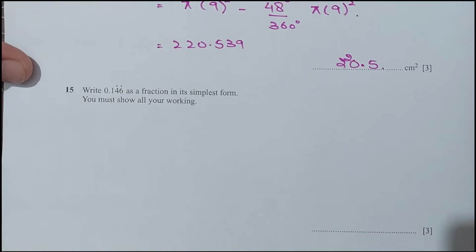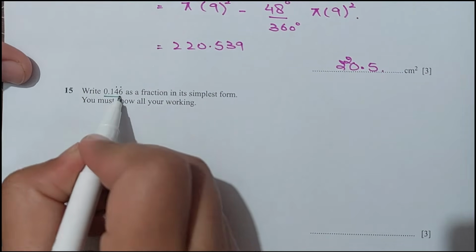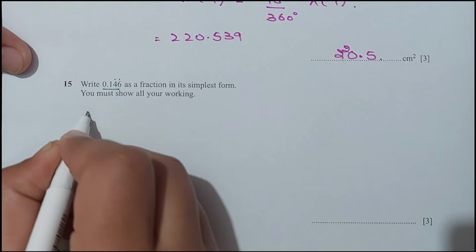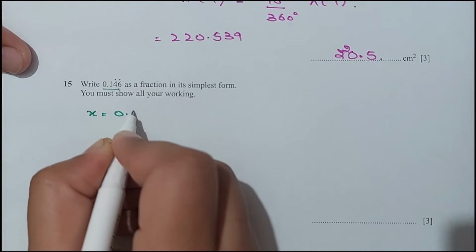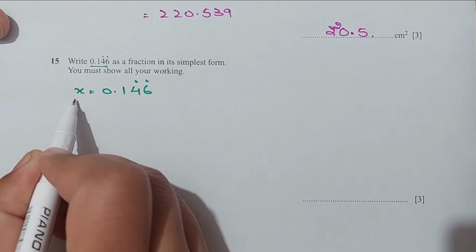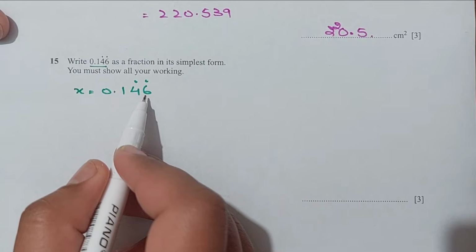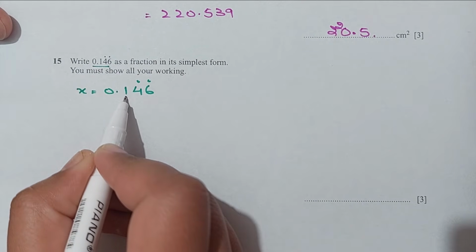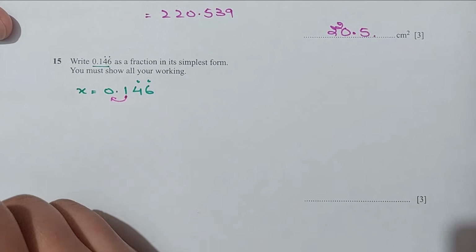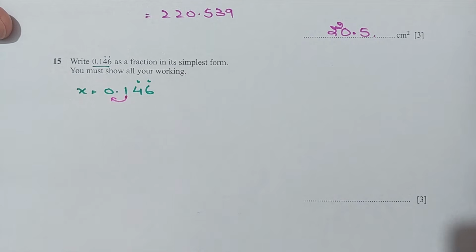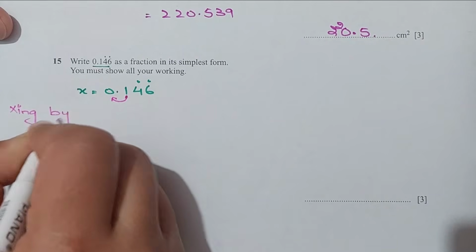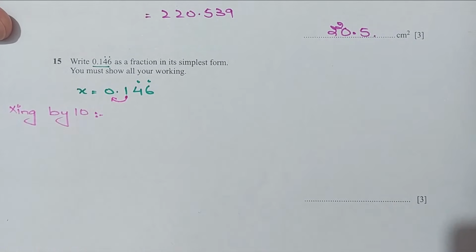Question number 15. Write this number as a fraction in its simplest form. You must show all your working. Okay, so whenever you have such a type of recurring decimal, you can say, let's suppose x is equal to that number 0.1 4 6 recurring. All right, so first we have to suppose that this number is x. So the first step, we have to bring the number which is not recurring before the decimal point. So this is just one number, so we have to times it by 10, because this is just one number.